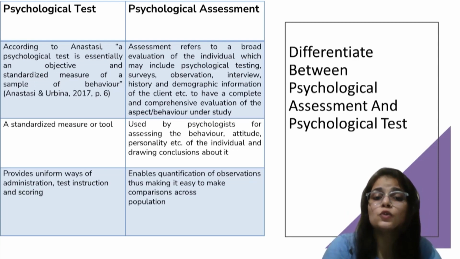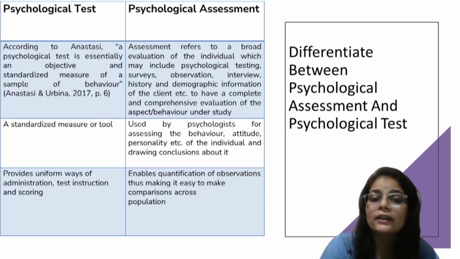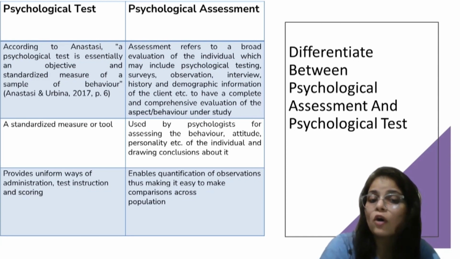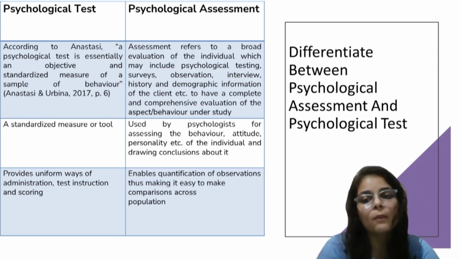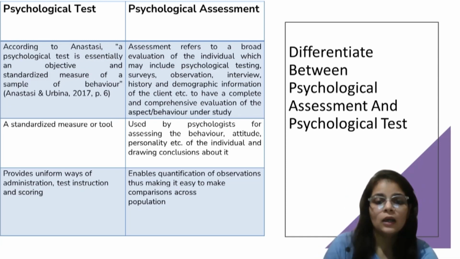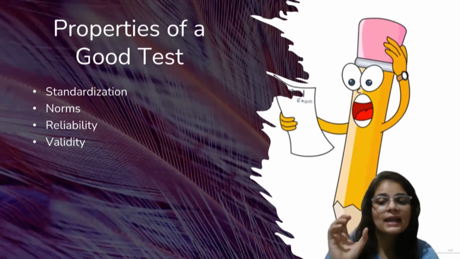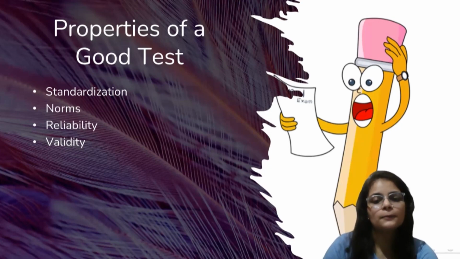Moving ahead, it is used by psychologists for assessing the behavior, attitude, and personality of the individual, and it also helps in drawing conclusions about it. It enables quantification of observations, thus making it easy to make comparisons across the population. Are we clear here? Moving ahead, what are the properties of a good test? To say that a psychological test is very good, it should be standardized, it should have norms, it should be reliable, and it should be valid.